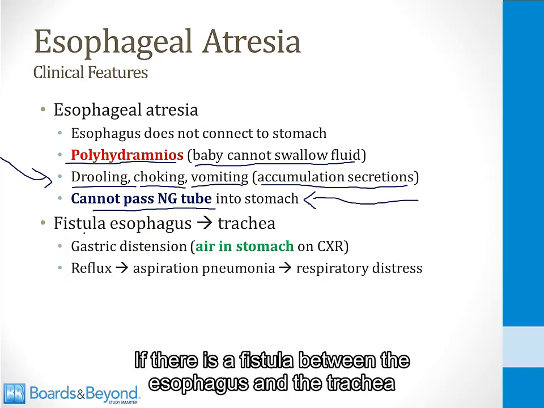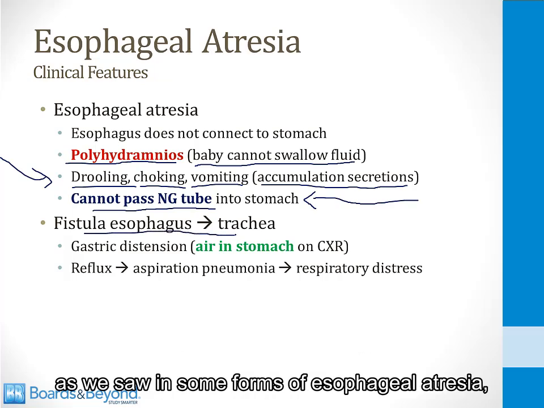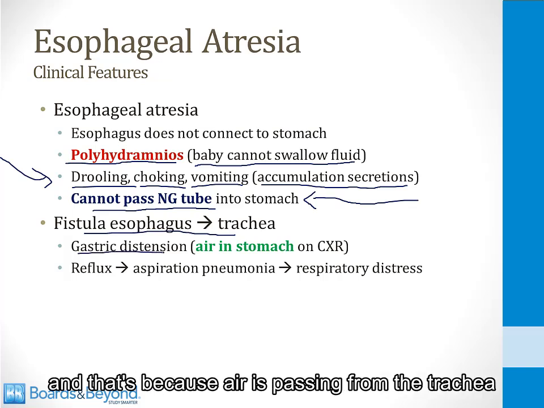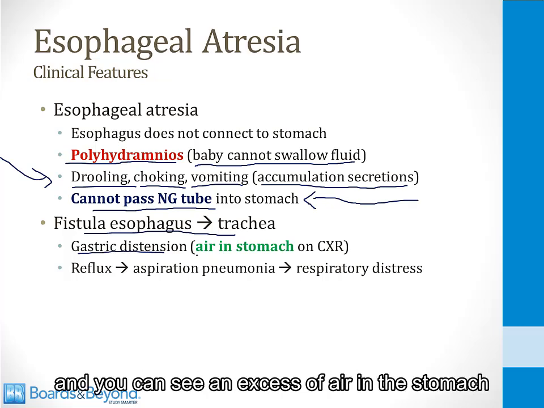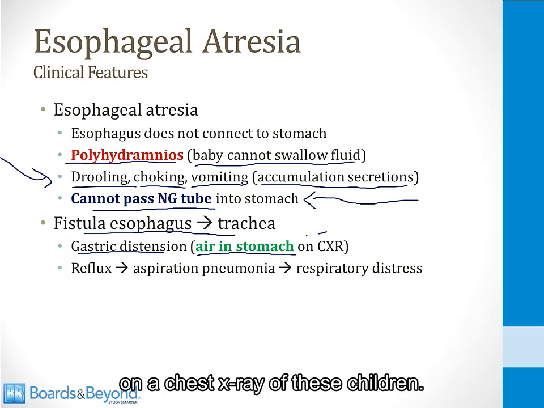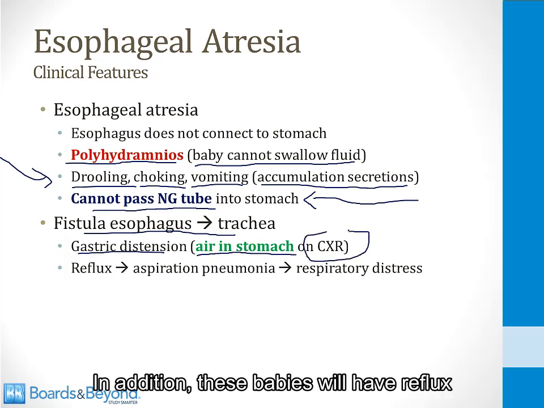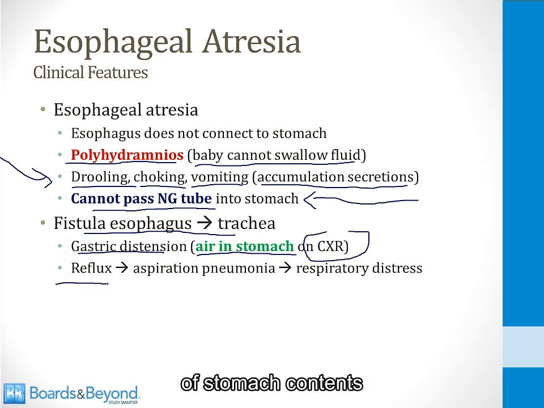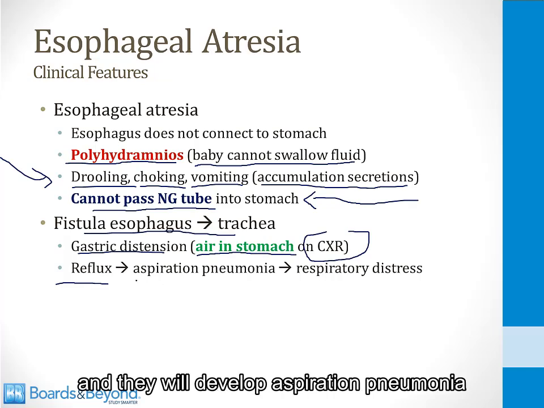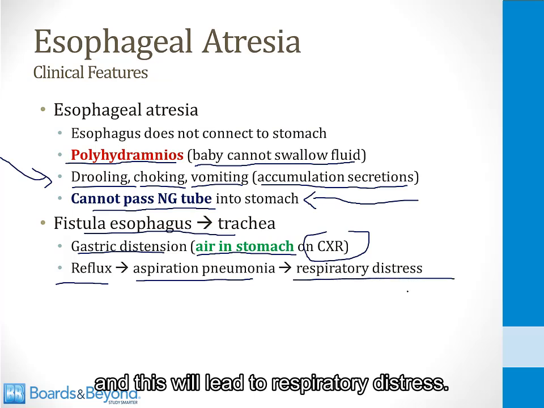If there is a fistula between the esophagus and the trachea, as we saw in some forms of esophageal atresia, the baby will develop gastric distension. That's because air is passing from the trachea into the stomach, and you can see an excess of air in the stomach on a chest x-ray of these children. In addition, these babies will have reflux of stomach contents, and they will develop aspiration pneumonia, and this will lead to respiratory distress.